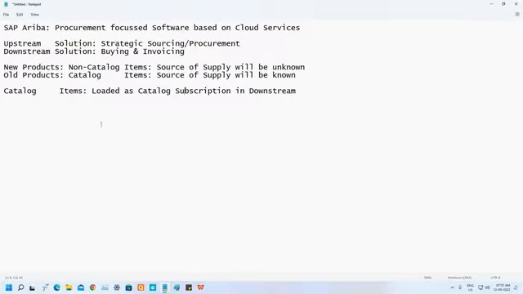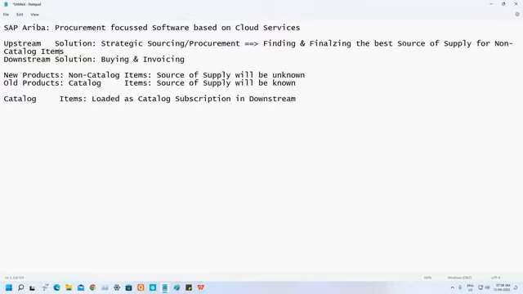Now, all of you will say to me, Manoj, that for non-catalog items I have to devise one process, and for catalog items I have to devise one process. Yes, very good. Now, what is the process definition? Finding and finalizing the base source of supply for non-catalog items. Okay, this is upstream. Okay, what is downstream?